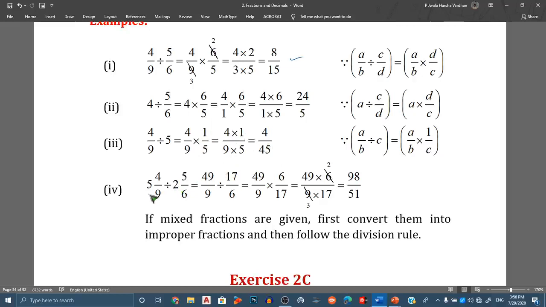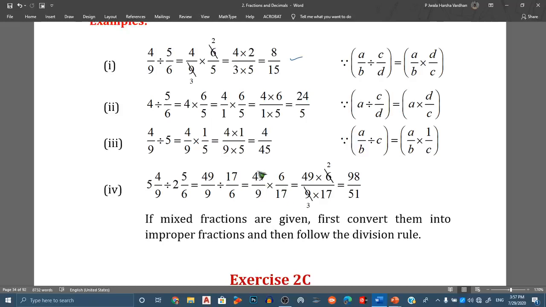Next, 4 by 9 divided by 2 5 by 6 means you are dividing two mixed fractions. First convert them into improper fractions. So 49 by 9 divided by 6 2s are 12 plus 5, 17 by 6. So now we have to convert this division into multiplication by taking the reciprocal of the second fraction. Keep the first fraction as it is, which is 49 by 9. Convert division into multiplication and convert the second fraction to its reciprocal, which is 6 by 17.